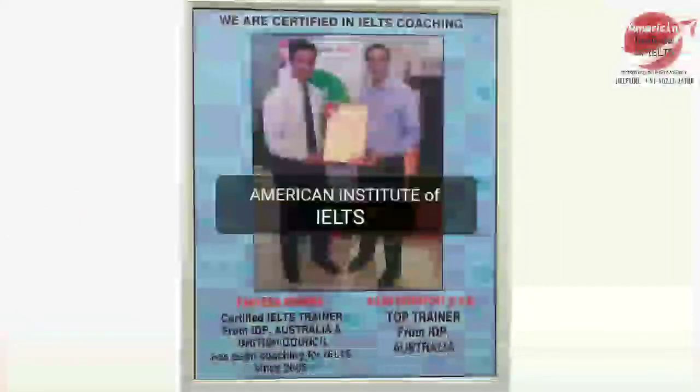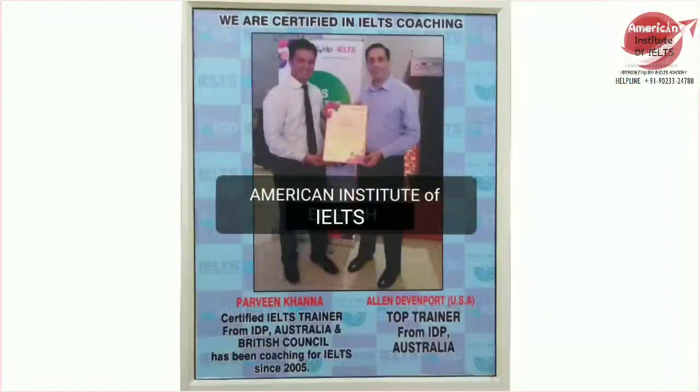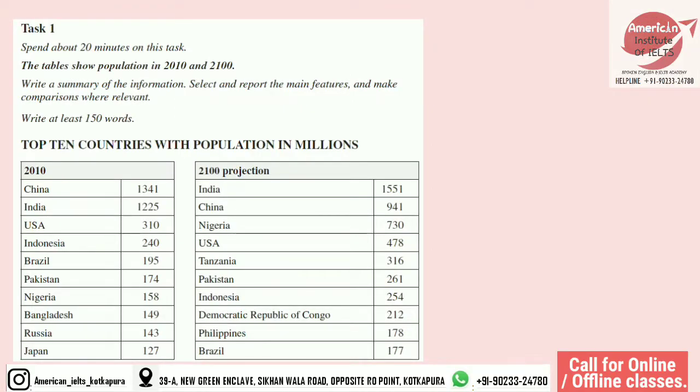Hello everybody, Parveen Khanna is back, and today students we are going to discuss a tabular chart activity. And as you can see, the tabular chart has the top 10 countries with population in millions for the years 2010 and 2100. For the year 2100 a projection has been given. So in this case we will have to use the language of prediction.